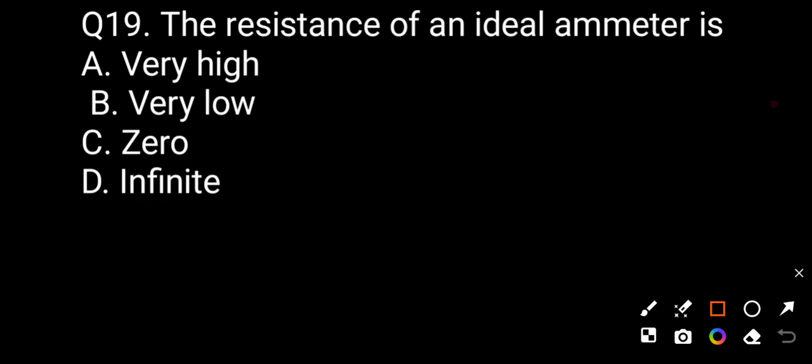Question number 19. The resistance of an ideal ammeter is option A very high, option B very low, option C 0, option D infinite. Correct answer will be very low.